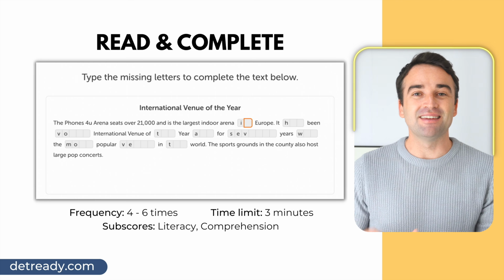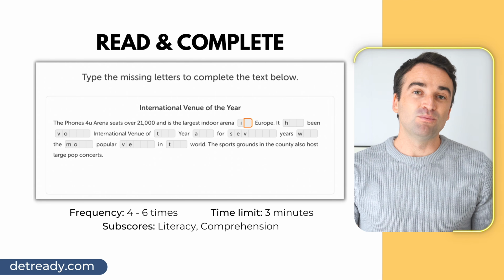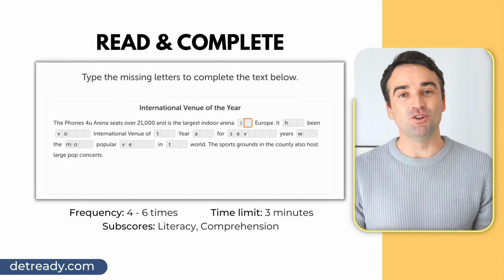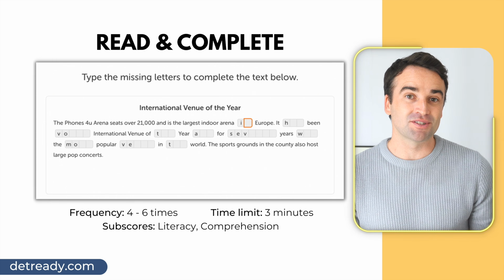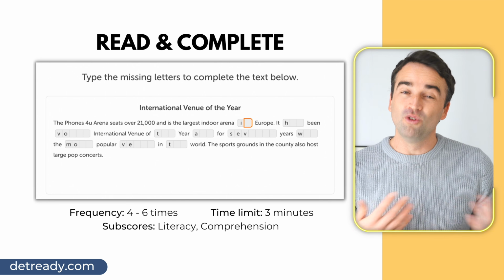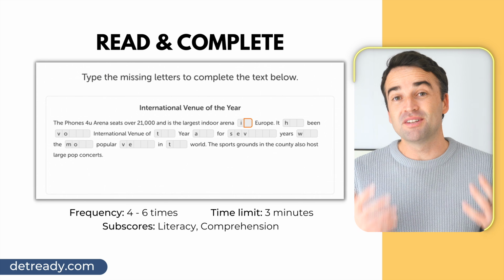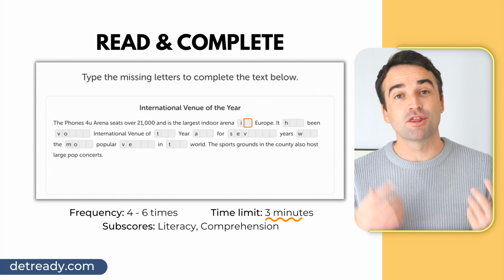As I said, the read and complete question type looks like this on the exam. You're provided with a short passage with some words being incomplete, and your job is to complete those words. The passages are not long, normally around 100 words. Regardless of the number of words, the time limit stays the same, which is 3 minutes.